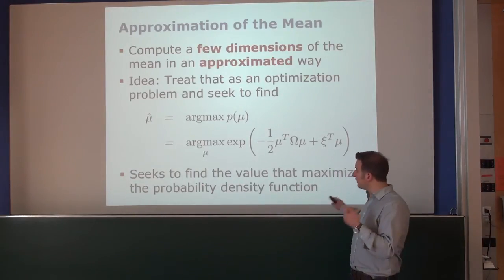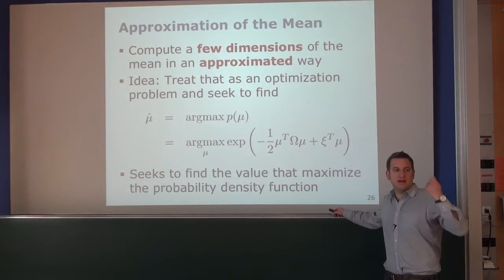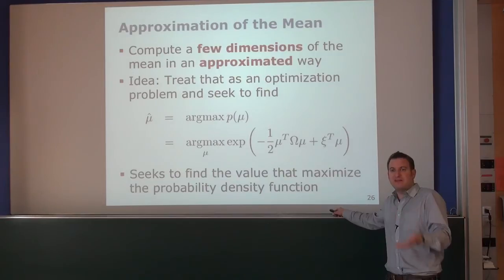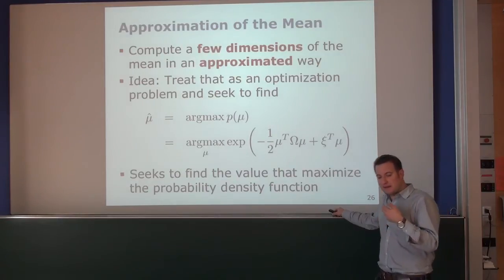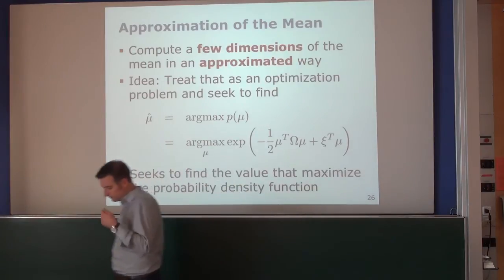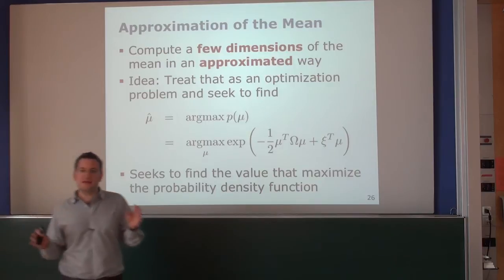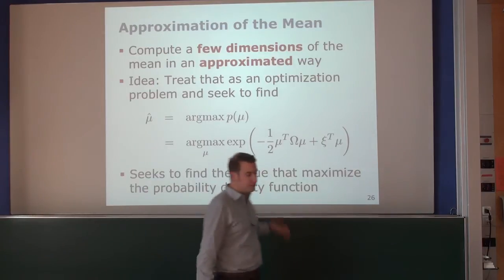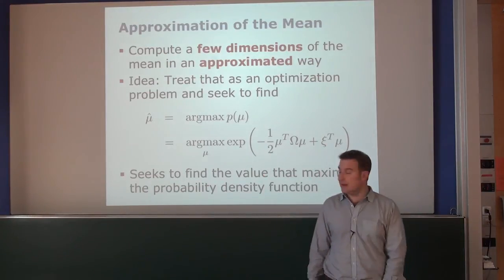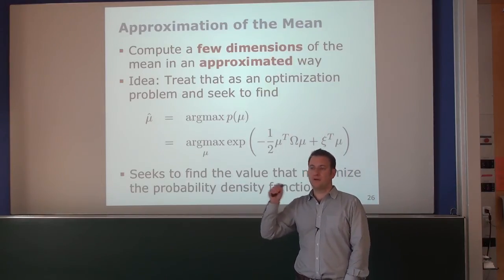Under this assumption, and given that I have a good estimate of the mean, which was actually my predicted mean, I only missed the last measurement update, I can treat that as an optimization problem, for example using gradient descent or any other technique in order to find the minimum or maximum of a function. And in this way, get an estimate for the corrected mean for a few dimensions.